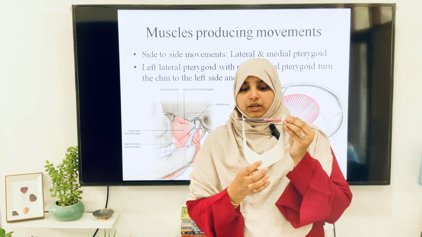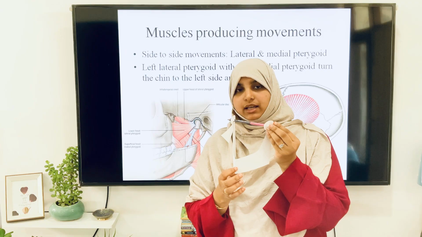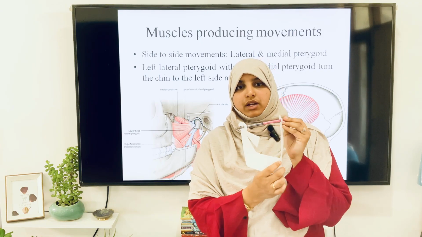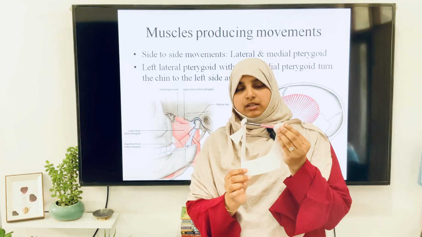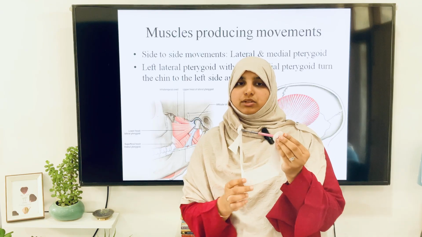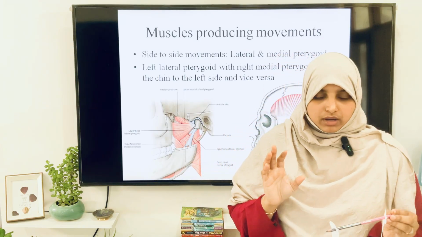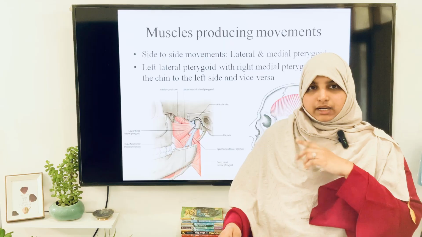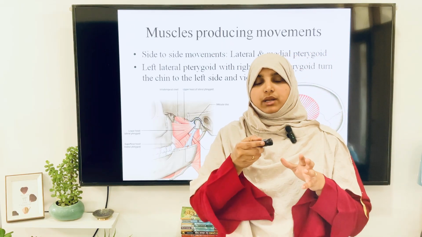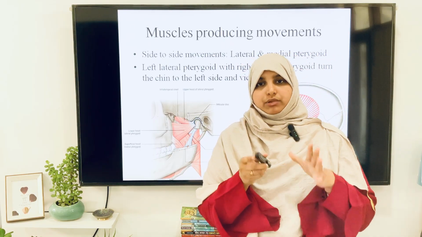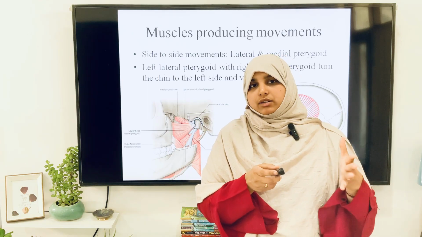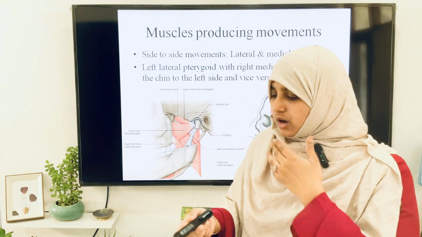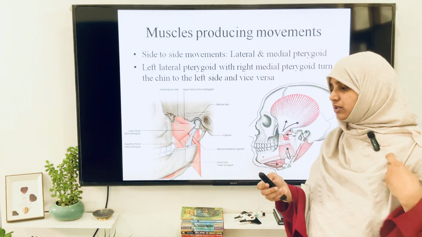The chin will move towards the paralyzed side, because the pterygoids are not contracting, so the chin is not deviating to the opposite side; rather, it is deviating to the same side because of the paralysis. So if a patient has right side lateral pterygoid paralysis, the chin will deviate to the right side. If the left side pterygoid is paralyzed, the chin will deviate towards the left side. This is how you can check for lateral pterygoid function.